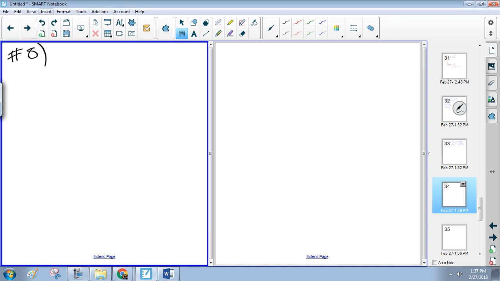Problem number 8, the pinball machine. So again, a pinball is a solid sphere, and if it didn't say that, I apologize. There we go. So there's our rotational inertia. All right, it tells us the mass of the ball is 0.25 kilograms.